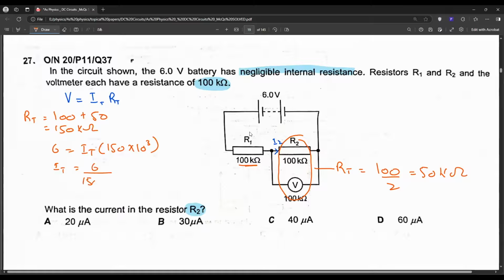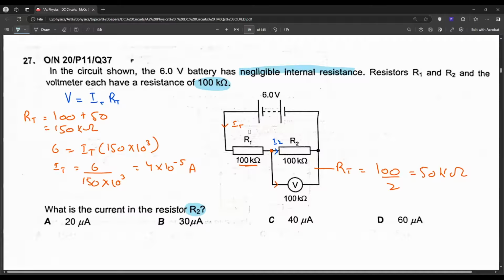Your current comes out to be 6 divided by 150 into 10 raised to the power of 3. Let's calculate it. This comes out to be 4 into 10 raised to the power of minus 5 ampere. Simple as that. The total current in the circuit is 4 into 10 raised to the power of minus 5 ampere. As you move forward in the circuit, the current gets divided into two here. When the current goes into the parallel combination, it gets divided equally into two halves.